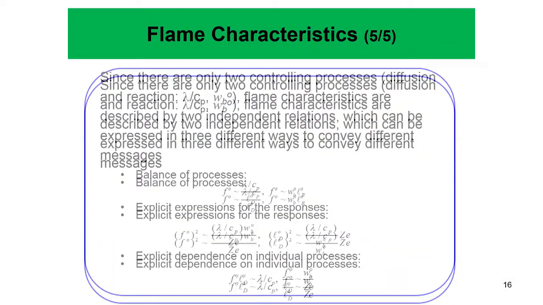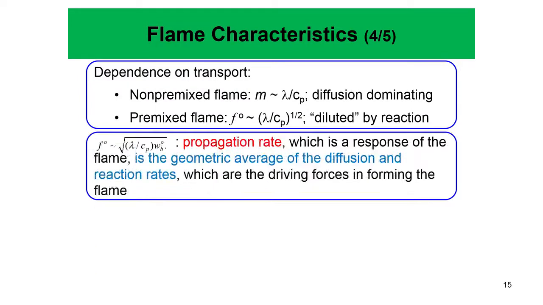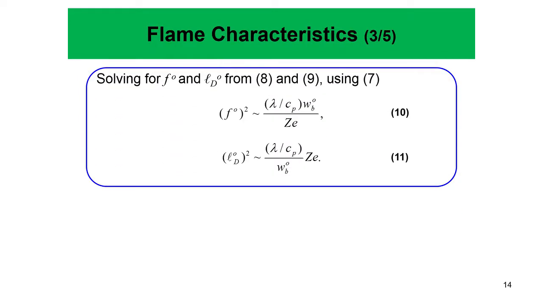So this equation becomes very similar to the scaling equation that we obtained previously, but of course you see that there is a Zeldovich number squared dependence, in contrast to the previous result, where there was a Zeldovich number to the power of 1 dependence.